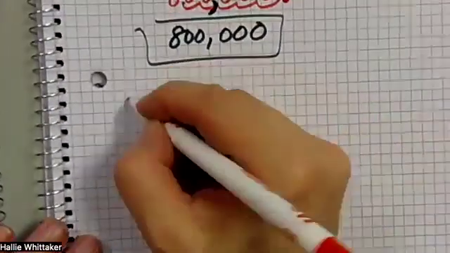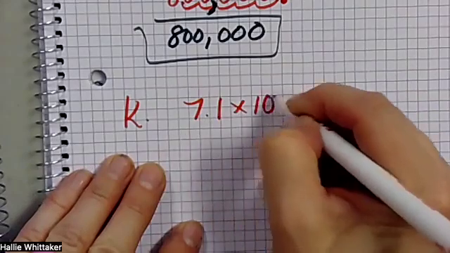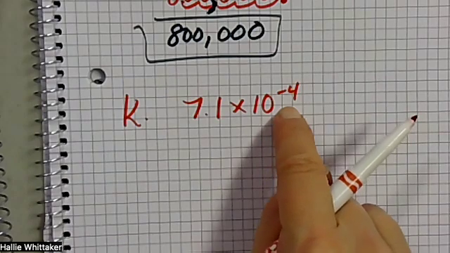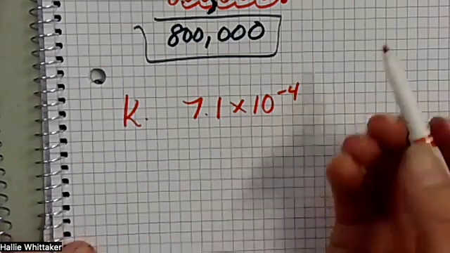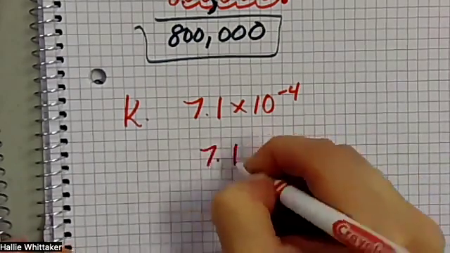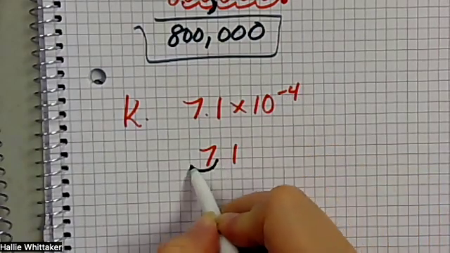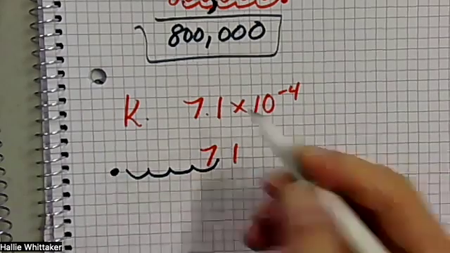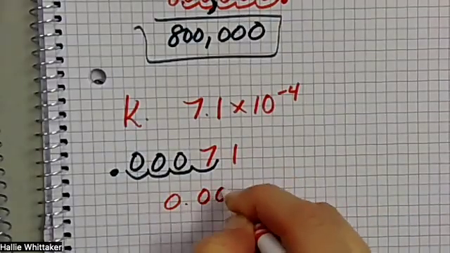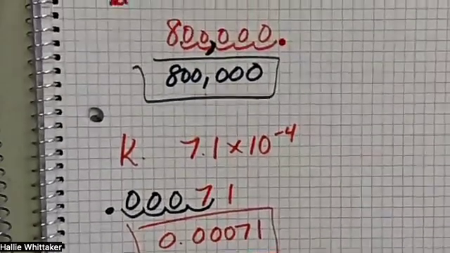Okay. And then K, I think we're almost to the end of example 1. 7.1 times 10 to the negative 4. Notice your exponent. It's negative. So we want to go left to make a smaller number. Hold on. If you think you know it, go ahead and do it. 7.1, to make it smaller, go left. So 1, 2, 3, 4. Land your decimal and add in those zeros. And so now it's 0.00071.